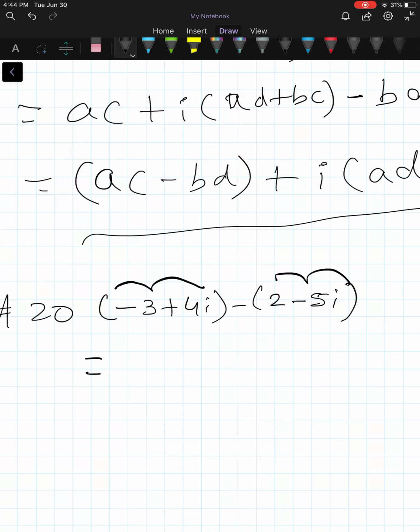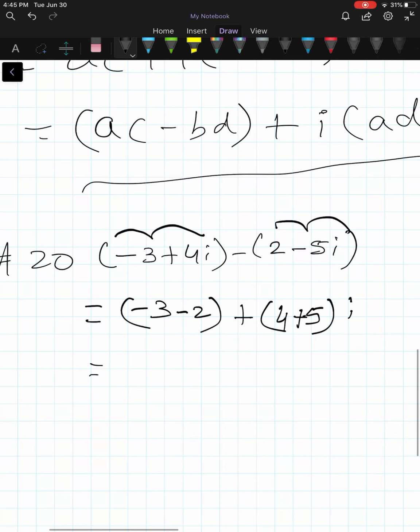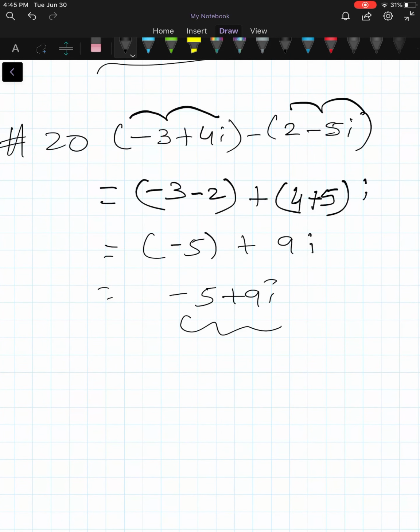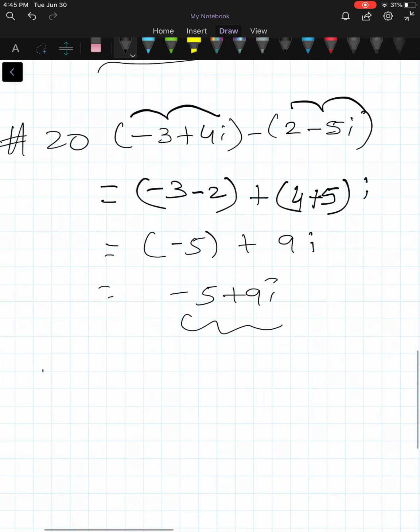Doing the process that I described, we will be getting -3 minus 2 plus 4 (minus into minus would be plus) 4 plus 5 times i, correct? So this would be -5 plus 9i. This is the solution after you subtract the two given complex numbers.